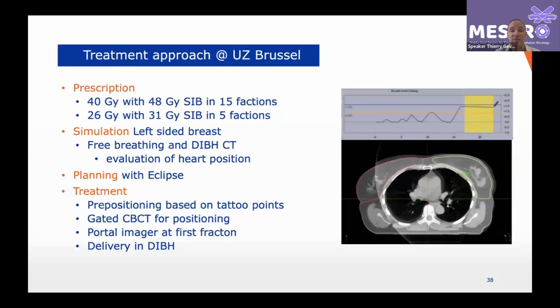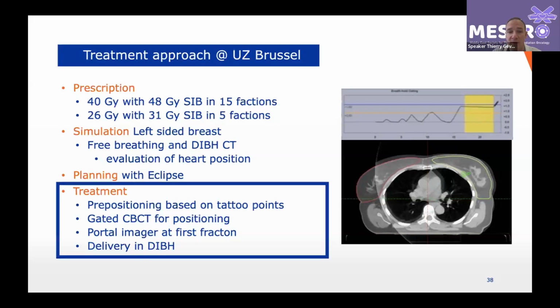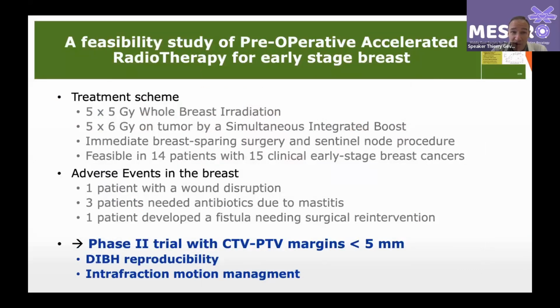And the idea is that we take a free breathing CT and a breath hold CT in order that we can see whether or not there is a benefit of applying a breath hold to that typical patient. For the moment, we do pre-positioning based on tattoo points, we do a CBCT, and we do portal images at the first fraction, and then we deliver it, of course, in breath hold. And when we installed the new version of ExacTrac, we wanted to see whether or not there is something we can add or change in order to have something better for our patients.